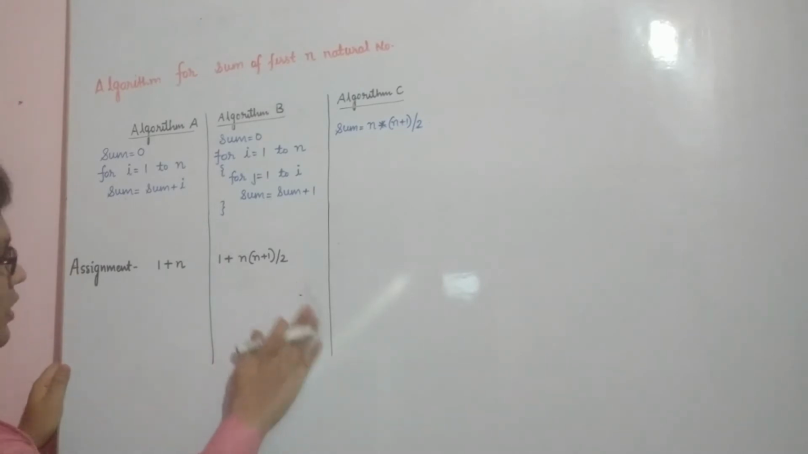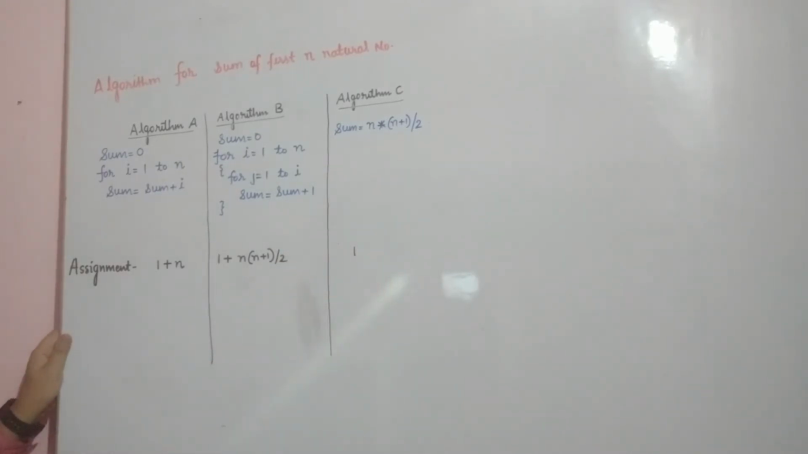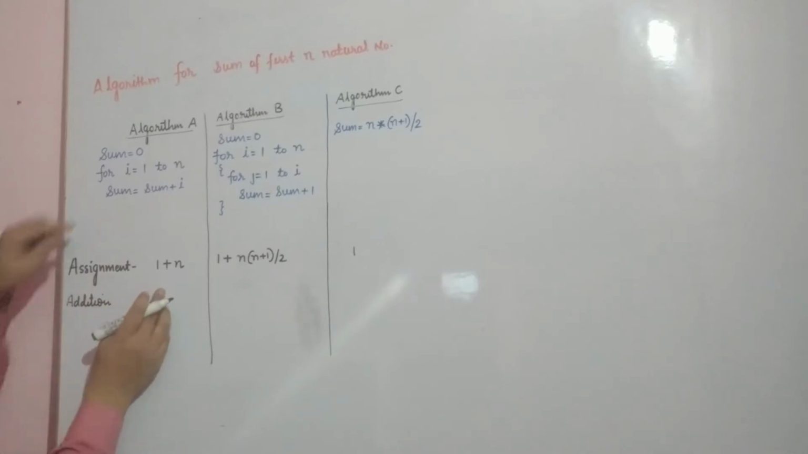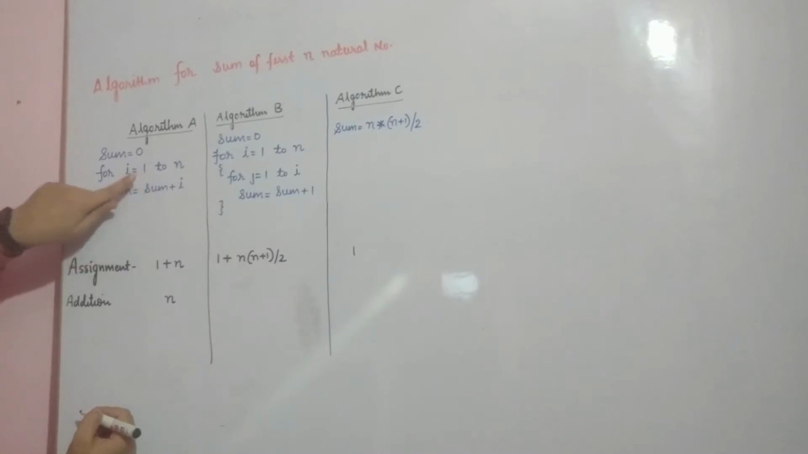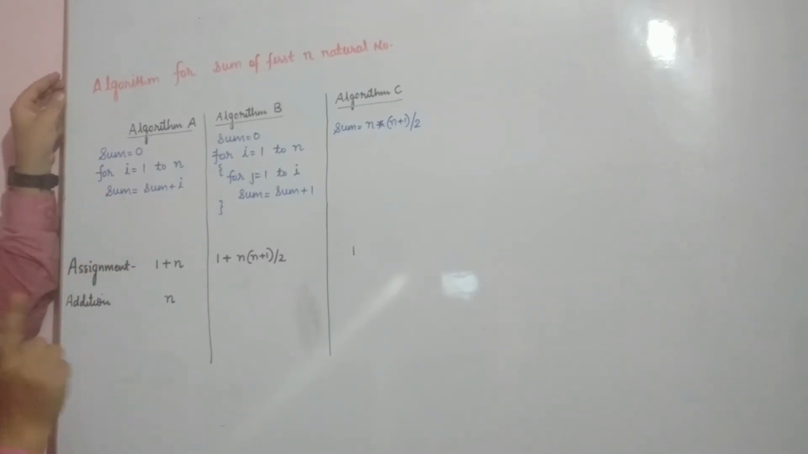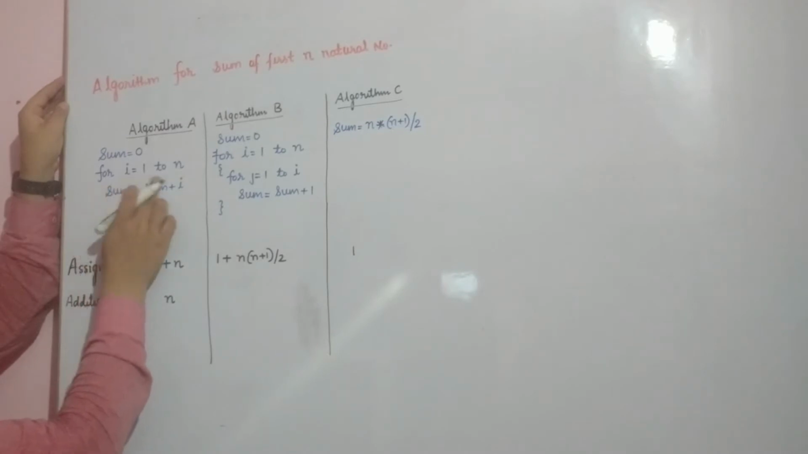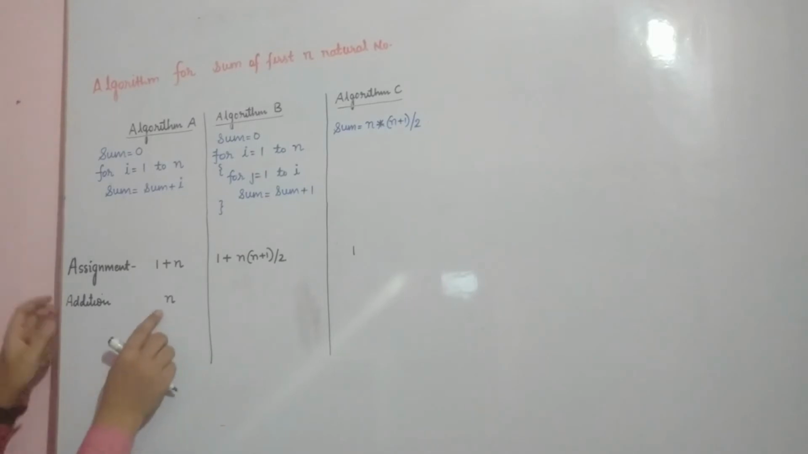Right? Now come to this one. In algorithm C, how many number of assignments? Only one assignment. Right? Now come to this next one. Plus operation, addition operations. Now I'm going to talk about addition operations. How many addition operations are there? N addition operations. How many operations? N additions. How many times will this loop run? The loop will run n times, so addition will happen n times. So this is n additions. Remember, don't be confused. My loop ran n plus 1 times, but addition will happen n times. Remember this one. So addition n times.